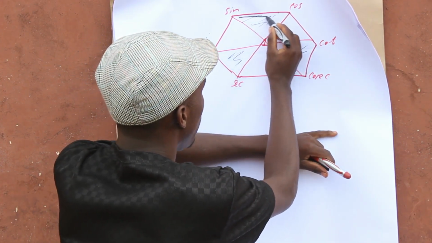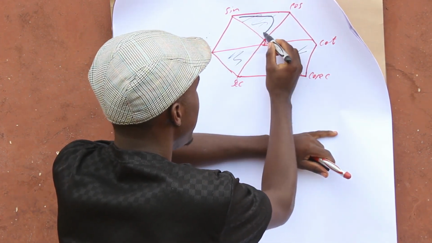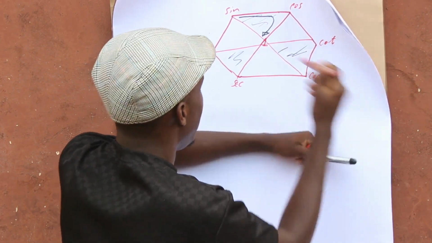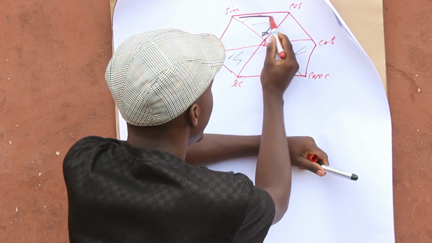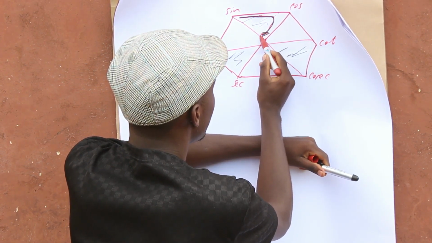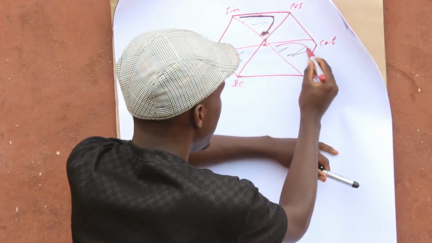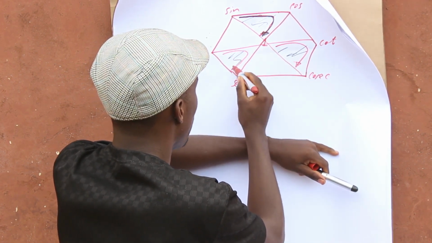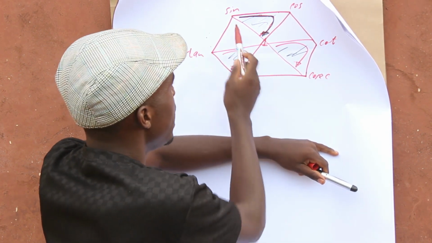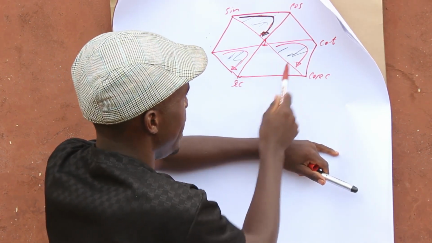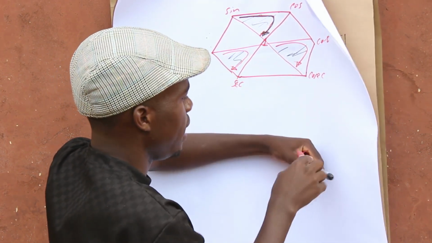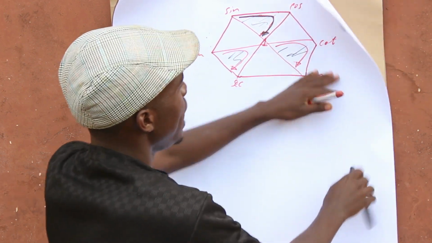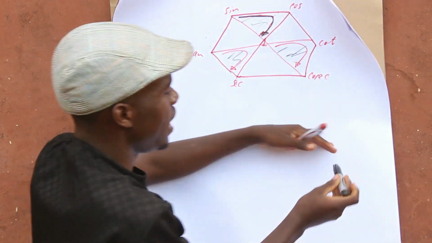An arrow must go in the clockwise direction, like this. Then even here in the clockwise direction, and even here in the clockwise direction. If you see, the arrow has got a tail and a head, a tail and a head, a tail and a head, like that. That's how you draw it. After that, you start deriving the identities.